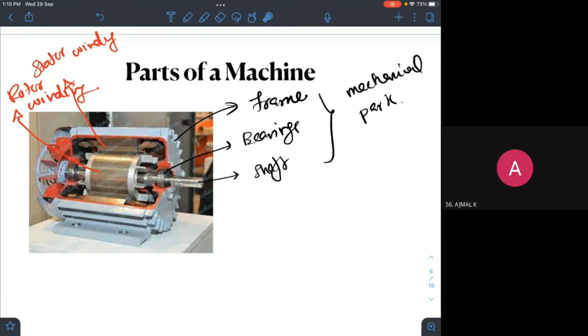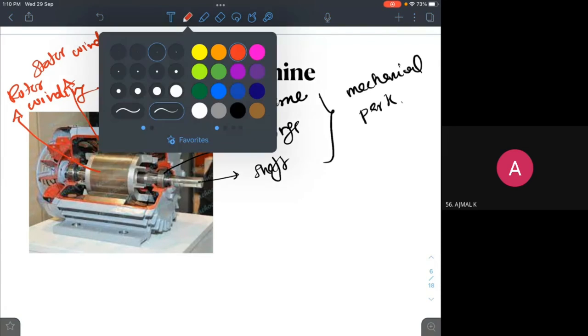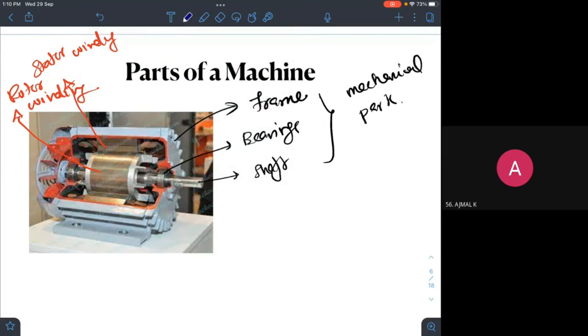The rotor and the stator, you can say they are the cores that constitute our magnetic circuit. Inside here you will have your rotor core, and here you will have your stator core. That will constitute your magnetic circuit through which your magnetic field is happening.